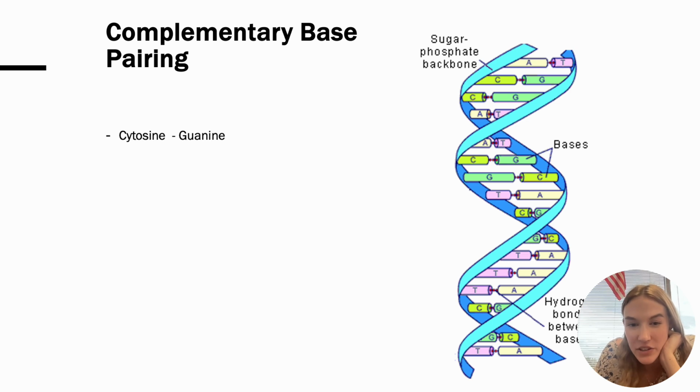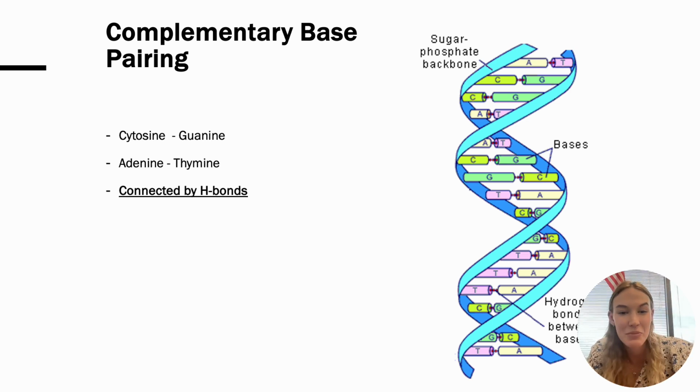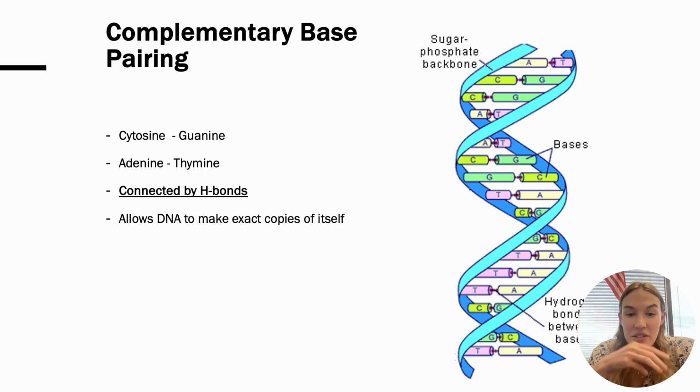Okay, hopefully you all know the base pairing rules at this point. When I asked you in class, it seemed like everybody did. A pairs with T, C pairs with G, and in RNA, A pairs with U. And remember that these are connected with hydrogen bonds, and it allows DNA to make exact copies of itself. If we had covalent bonds, it would take way more energy to separate the 2 strands to use one as a template. So we really have to have these weaker hydrogen bonds to be successful in that replication.